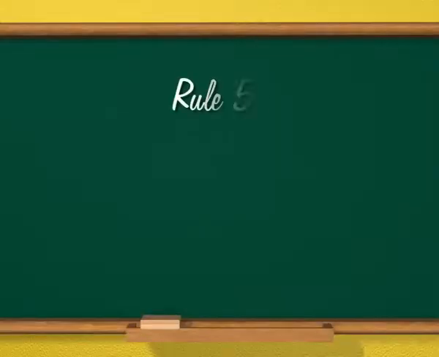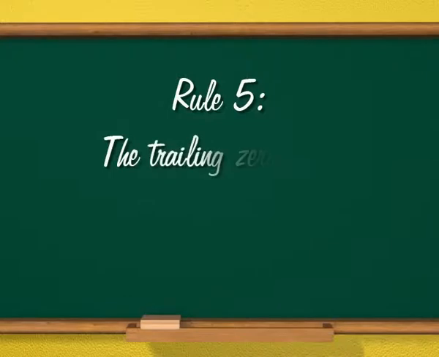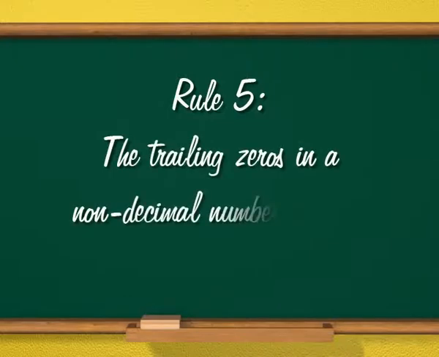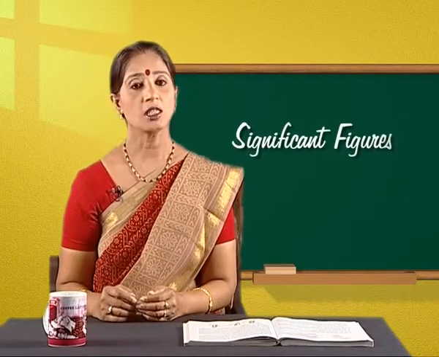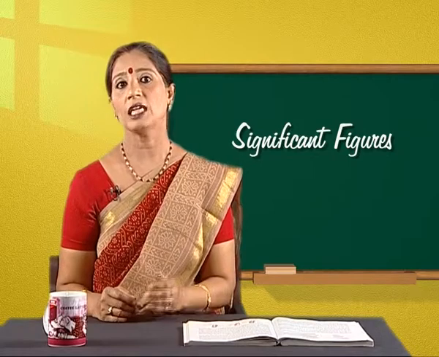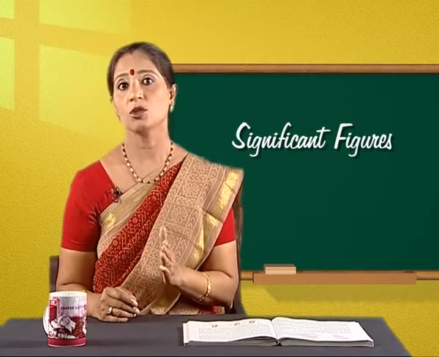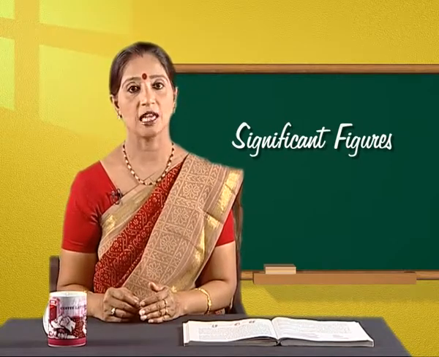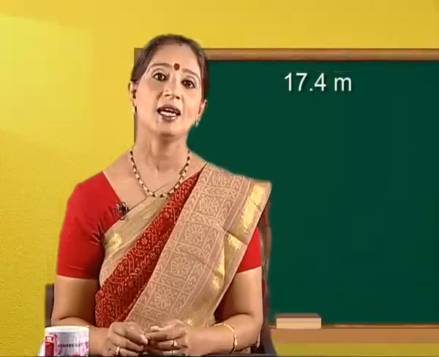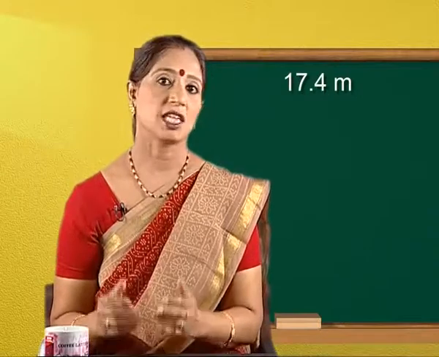The fifth rule is the trailing zeros in a non-decimal number are not treated as significant numbers. In other words, all zeros to the right of the last or rightmost non-zero digit are not significant. For example, the measurement of the length of an object is 17.4 meter. It contains three significant figures.